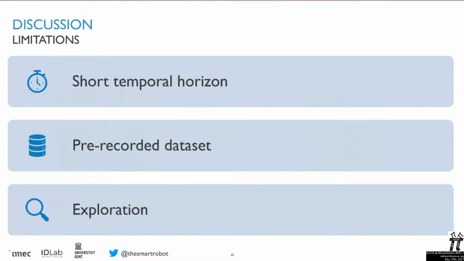Then currently our models still require that we pre-record the data set. So our models require that we drive around ourselves and then fit the model. So that's also a point we're currently working on. And then tying into this, our models currently do not really know how to explore, whilst there's probably a sensible way to do exploration based on the free energy principle, since your model uncertainty can be baked in.